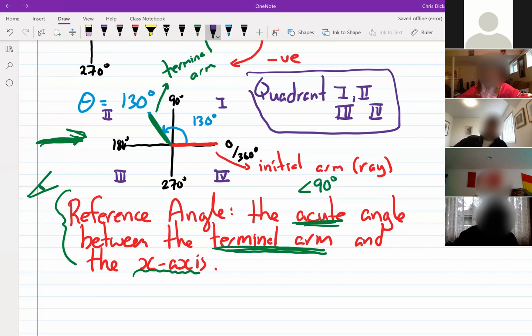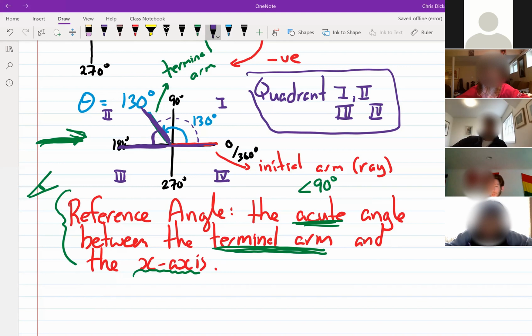Okay. So the terminal arm is this line here, we said. That's the terminal arm. The x-axis is here. And now we're looking for the angle that's between those 2 lines, but it's the one less than 90. So obviously you've got this 130 over here, but that's not acute, that's obtuse. So that angle is bigger than 90. So it'd be the angle on the far side over here. So that would be our reference angle.